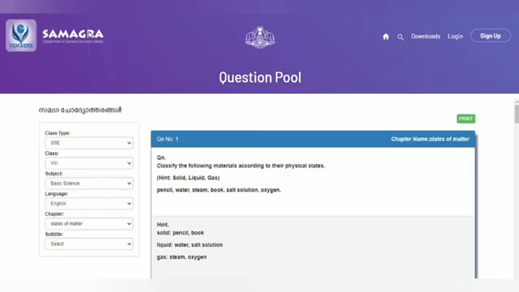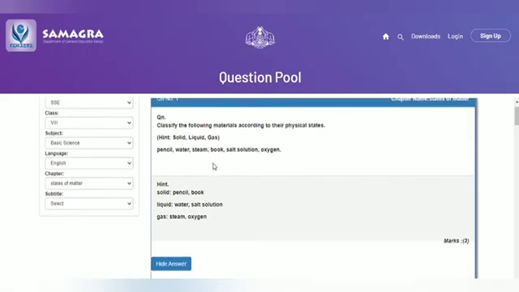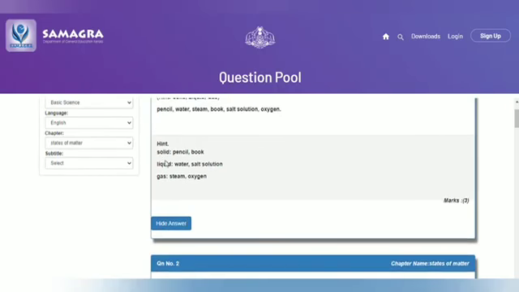Next is the third chapter, that is the states of matter. First question, classify the following materials according to the physical state. So substance is given, we have to classify. Pencil, water, steam, book, salt solution, oxygen. Solid: pencil and book. Liquid: water, salt solution. Gas: steam and oxygen.